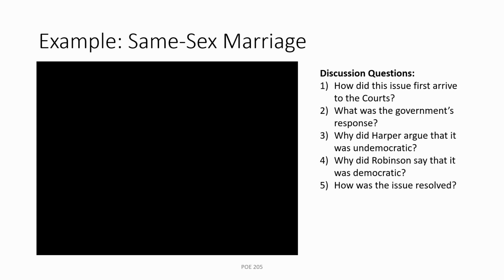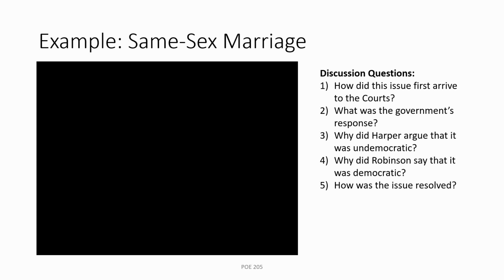So that's kind of where the issue first ended up in the court system, was in Ontario, was these couples who had just gotten married, and then challenged the law, really, that said they couldn't be married. So what was the government's response? So really, the provinces didn't seem to want to deal with it, neither did the federal government. It was a politically contentious issue. I think a lot of you have just grown up in an era where same-sex marriage just seems normal.